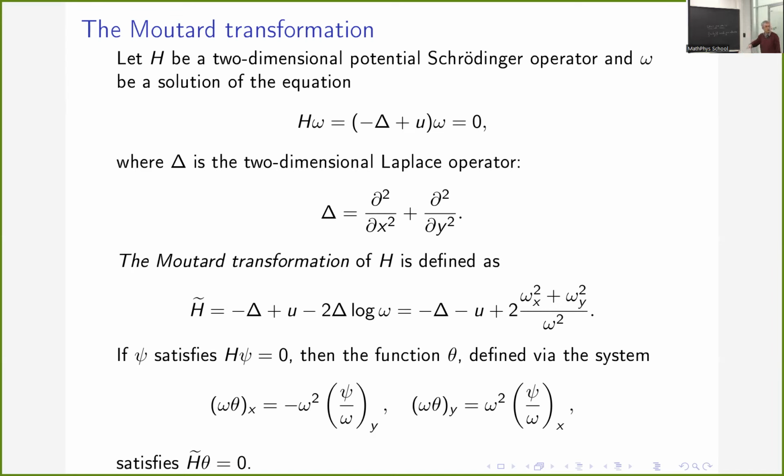So it acts only on the zero energy level. For instance, if we start with u equals 0, just harmonic functions, then it is degenerate because it is analytic stuff, it acts on all harmonic functions. Originally, the Moutard transformation was applied to a hyperbolic equation. In projective differential geometry, it was called the Moutard equation.